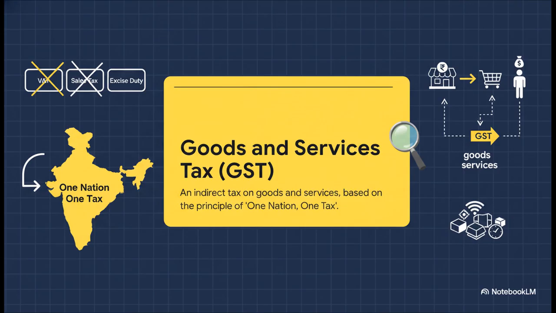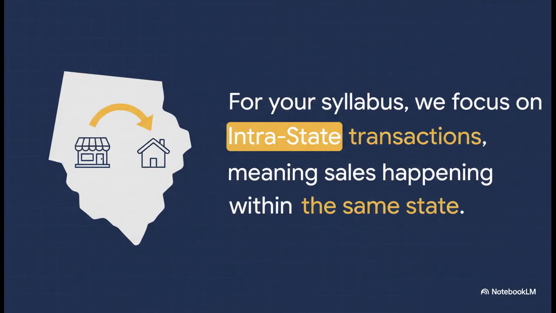The whole idea was to simplify India's tax system, getting rid of a bunch of older taxes, all under this big banner of one nation, one tax. And here's some really good news for you. For your syllabus, you only need to worry about intra-state sales. That's just a fancy way of saying when something is bought and sold inside the same state. Trust me, this makes all our calculations so much more straightforward.